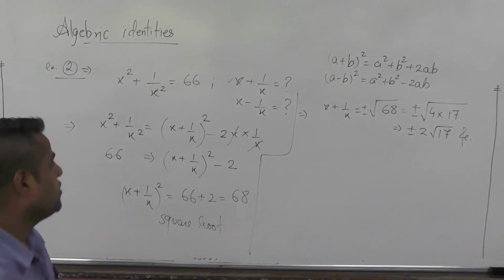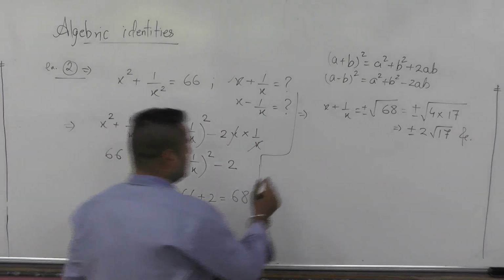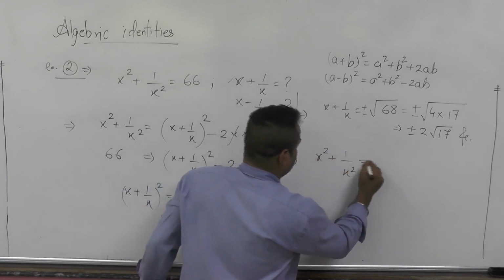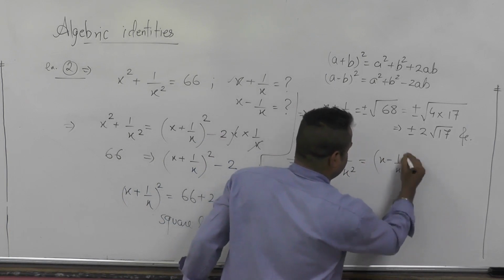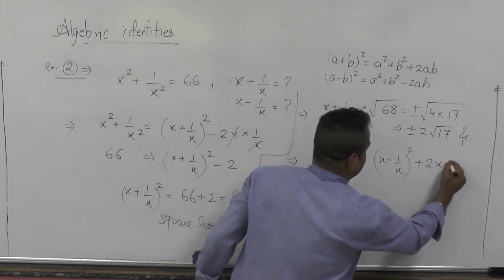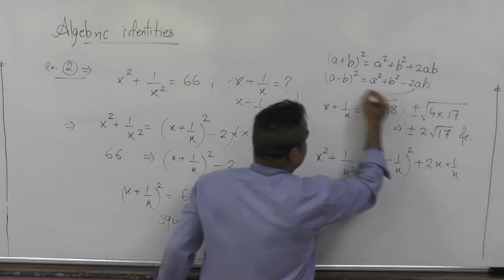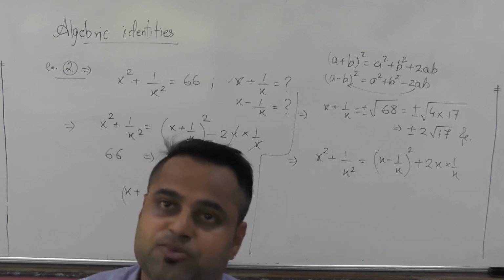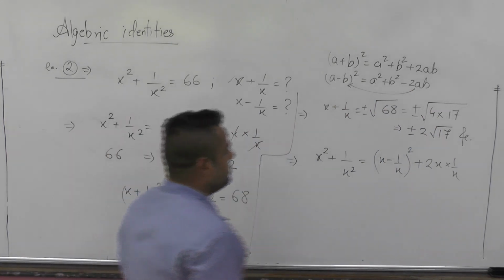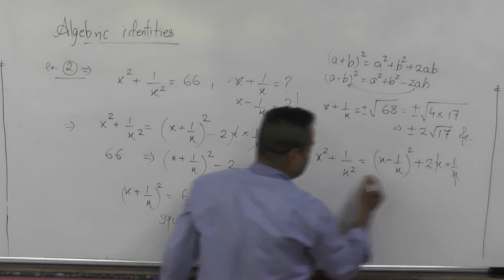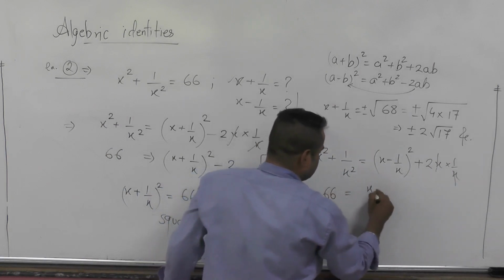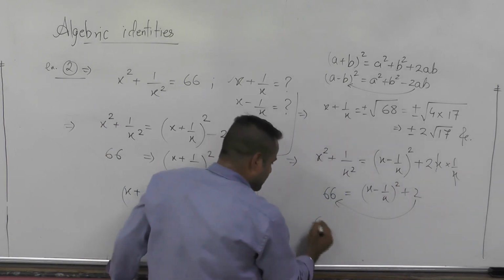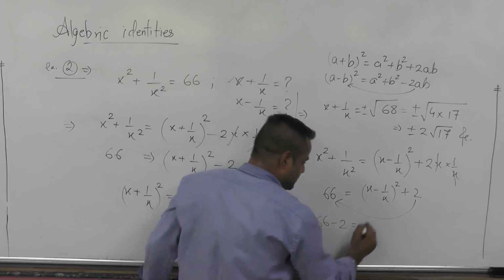Okay. Now moving on to the other one, x minus 1 by x, how to get the value of that? So x square plus 1 by x square will be x minus 1 by x whole square plus 2 times x times 1 by x. Why? Because this minus 2ab goes to the other side, becomes plus 2ab. So a square plus b square will give us a minus b whole square plus 2ab. So that plus 2ab will come to this side, this x will get cancelled. Again this is 66, this is x minus 1 by x whole square plus 2. This plus 2 comes to the other side, becomes subtracted from 66.